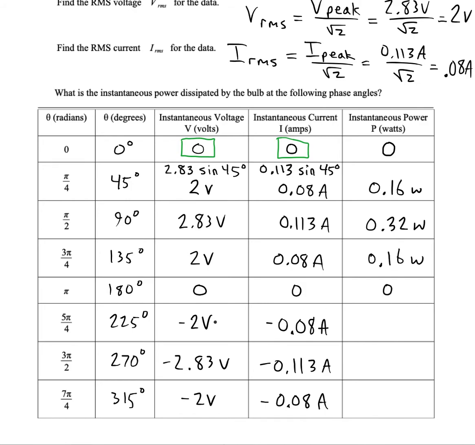One thing that's interesting that happens here, though, when we multiply a negative voltage times a negative current, we still get a positive power being dissipated by the bulb. And that should make sense, seeing as how a resistor will be dissipating positive power throughout time.